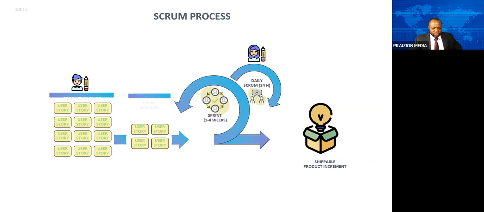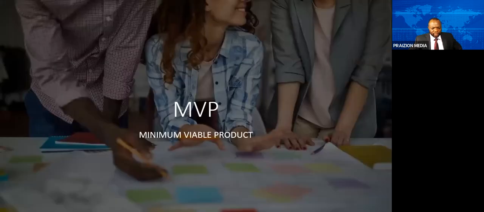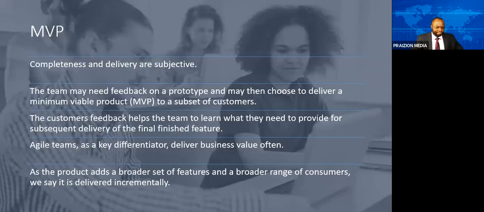So another discussion we need to have is going into the world of MVP. It is a term that is very important, and you will see that this term comes up over and over again. So let's tackle it head on. MVP stands for the minimum viable product. And we all know that completeness is subjective. We could say, no, it's not complete. Someone else could say it is complete. It's a subjective thing. So the team may need feedback on a prototype.